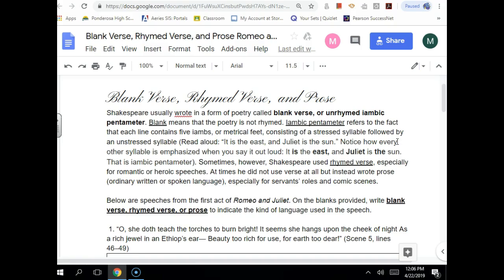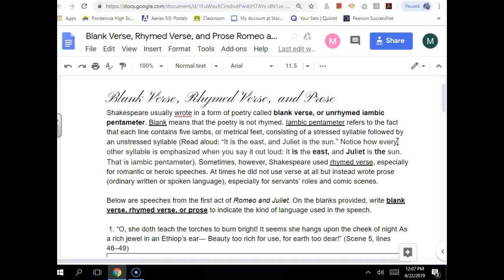Yes, he likely used rhymed verse. So he would differentiate his characters based off of rhyming, not rhyming, and iambic pentameter. The people who weren't worthy of rhymed verse got the prose, which is ordinary language. It wasn't romantic or heroic or anything big about it. It was just somebody talking, similar to dialect.